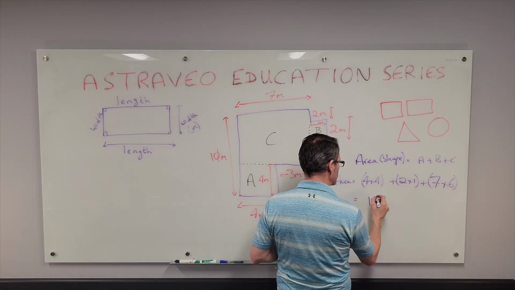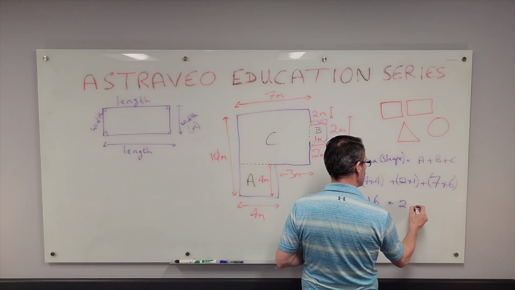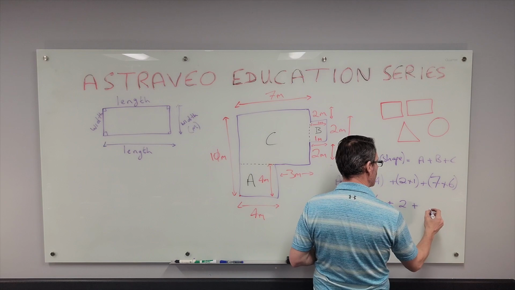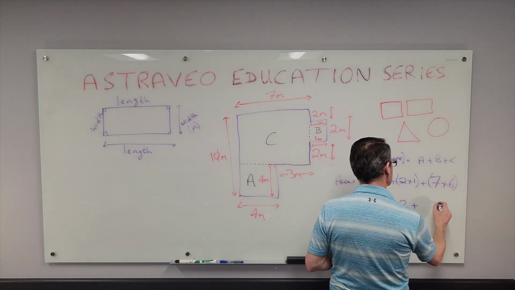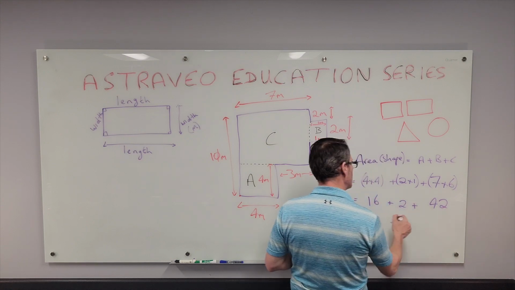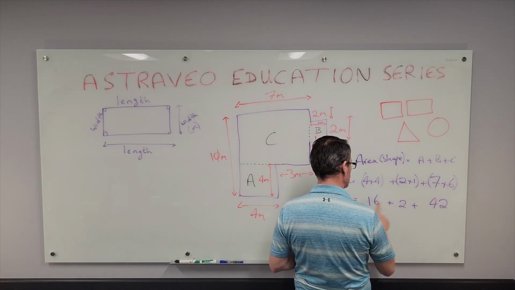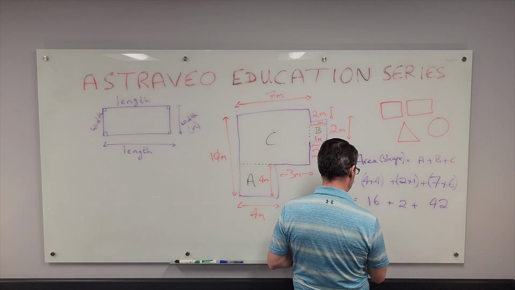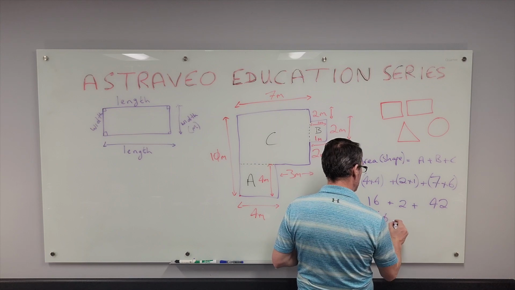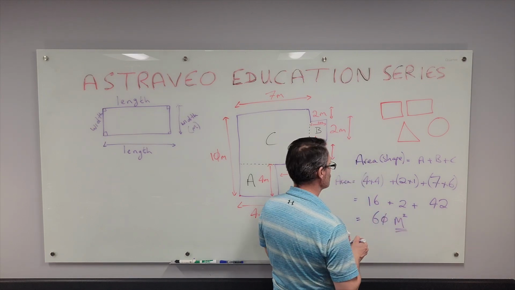4 times 4 is 16. Plus 2 times 1 is 2. Plus 7 times 6, if you remember your 7 or 6 times table, 7 times 6 is 42. So we have 42 plus 16. 42 plus 10 is 52. Plus 6 is 58. Plus 2 is 60 meters squared. Don't forget the units, meters squared.